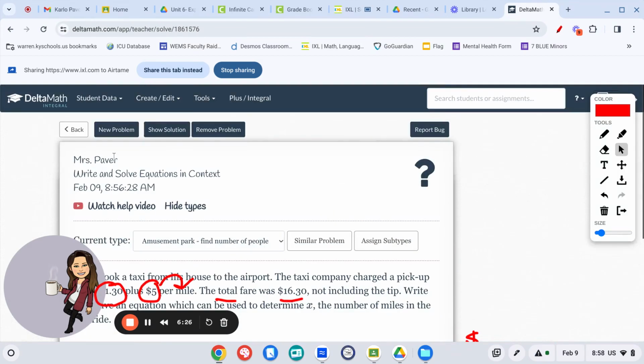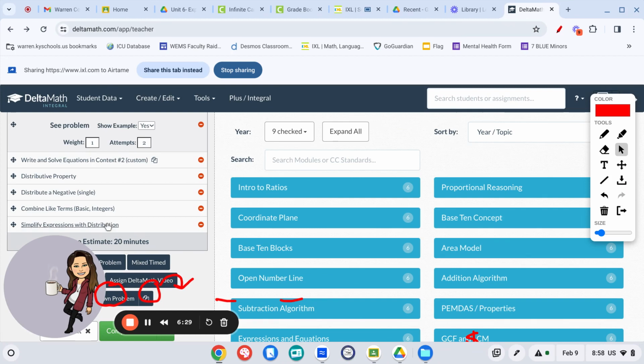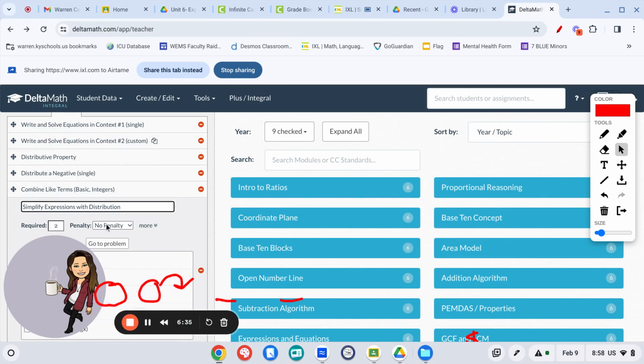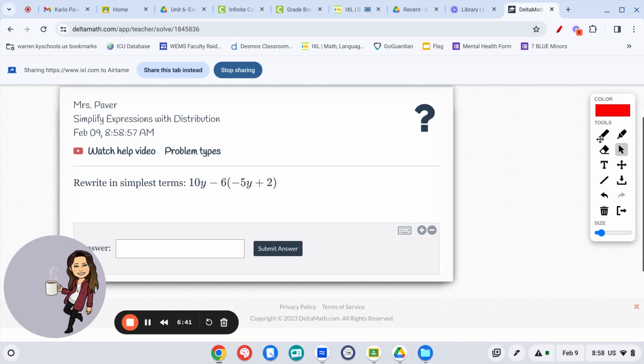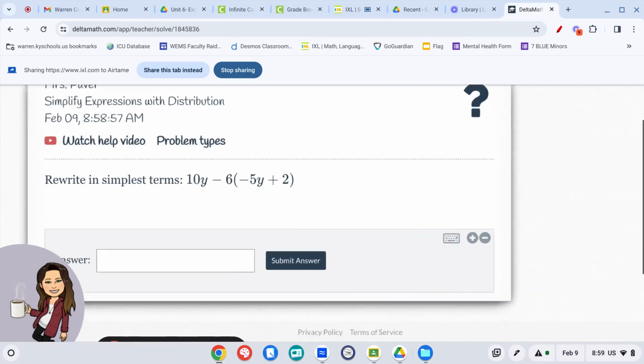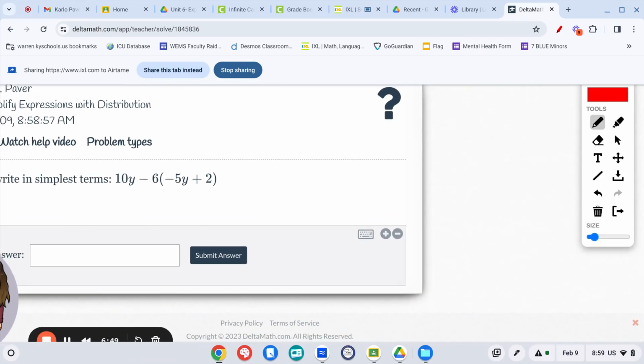Alrighty. And then real quick, we'll look at distributing and combining like terms. So I'm just going to put it all into one problem. This one is going to have distributing and combining like terms. So this 10y is not on anything. It's going to come down here by itself. We're not doing anything. And then that -6 is going to be distributed to both of the terms on the inside of parentheses.